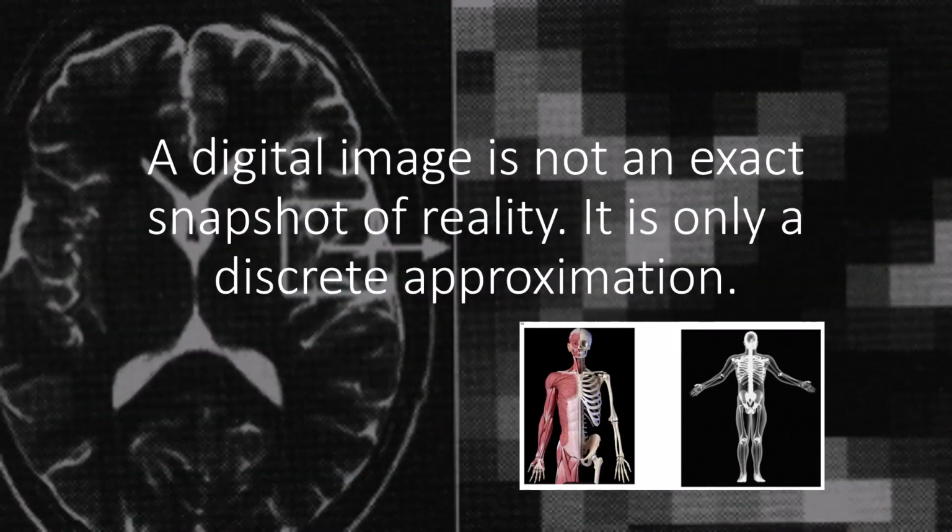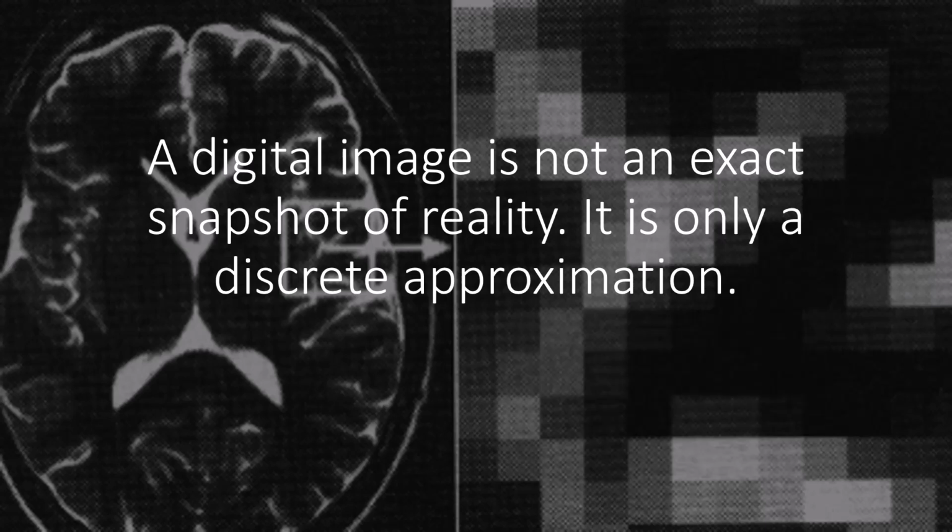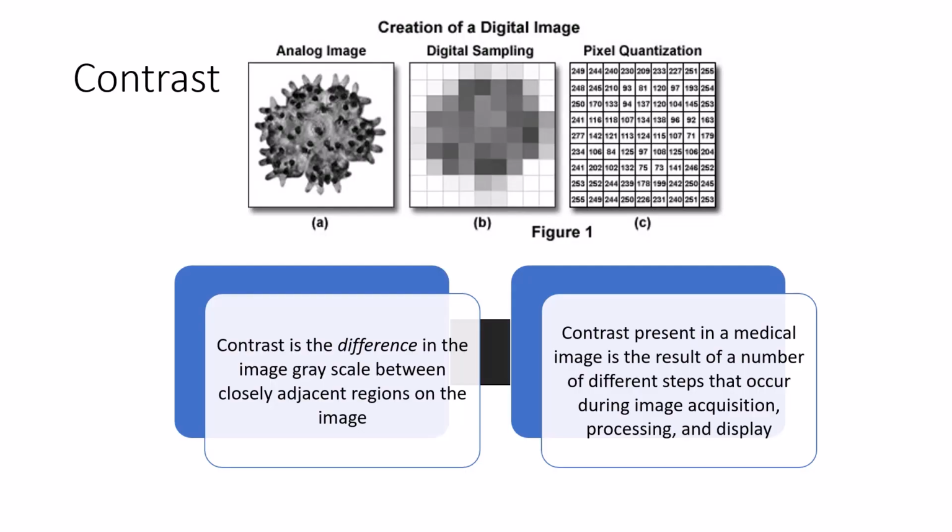Now we want to take a look at contrast. Remember, a digital image is not an exact snapshot of reality. It is only a discrete approximation, and the contrast makes a big difference in the images that we view. Contrast is the difference in the image grayscale between closely adjacent regions on the image.